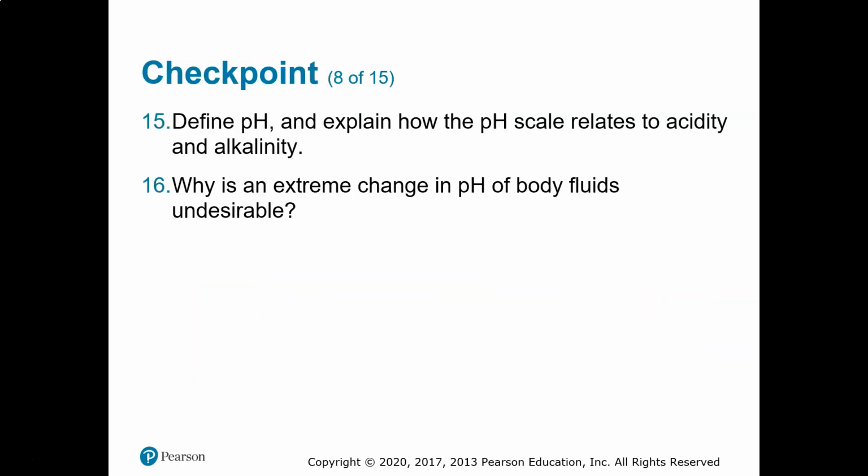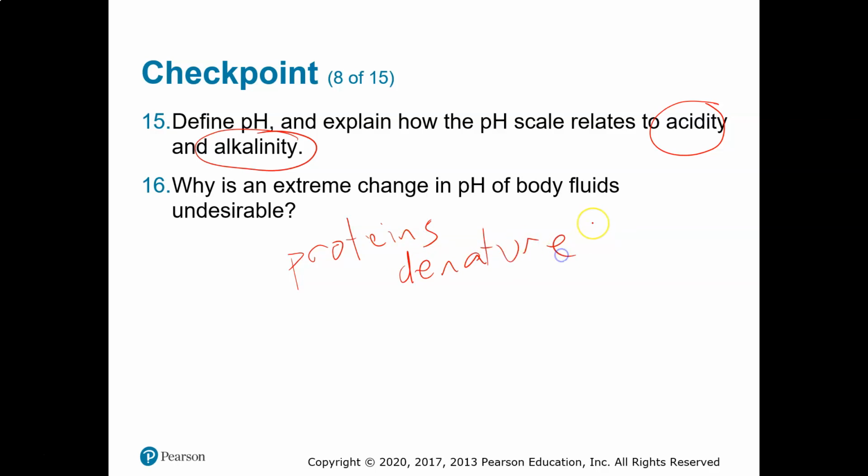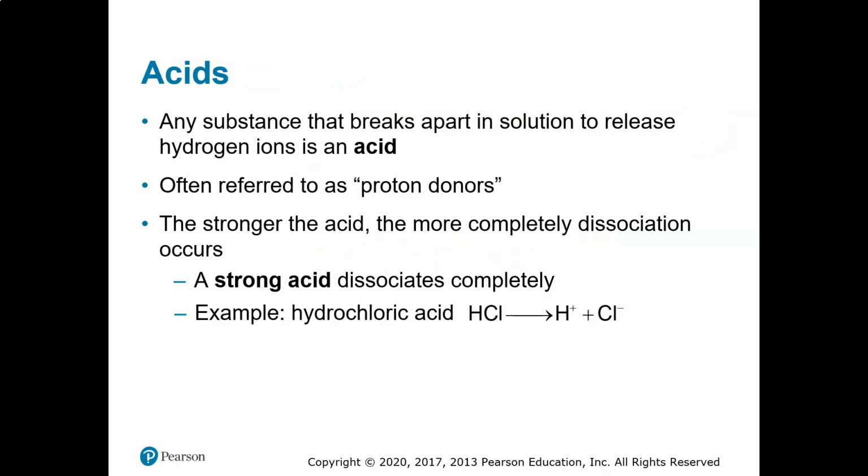Define pH. pH is the measurement of the hydrogen ion concentration in a solution. If the pH is low, the solution is acidic, and if the pH is high, it is alkaline or basic. An extreme change in the pH of body fluids is undesirable because it can cause our cells to break down, it can cause our proteins to denature, our enzymes can denature, and that can lead to sickness and death.